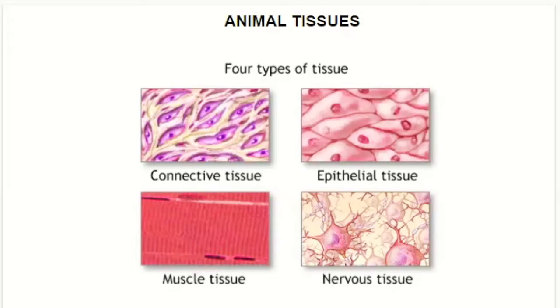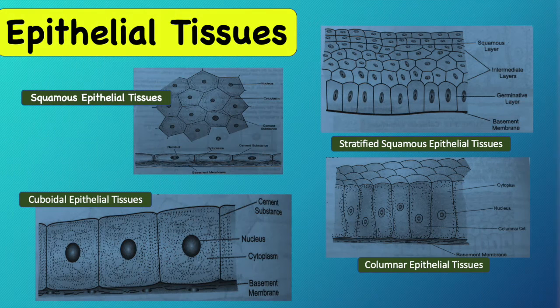Today we are going to learn about animal tissues. So what are animal tissues? These are the tissues that are found in animals. There are four major types of animal tissues: epithelial tissue, connective tissue, muscle tissue and nervous tissue. So let's start with epithelial tissue.